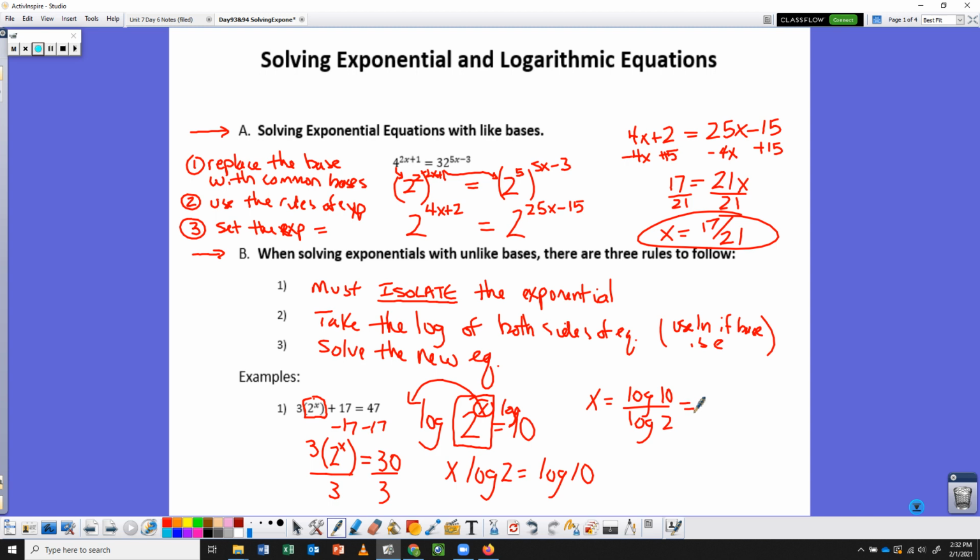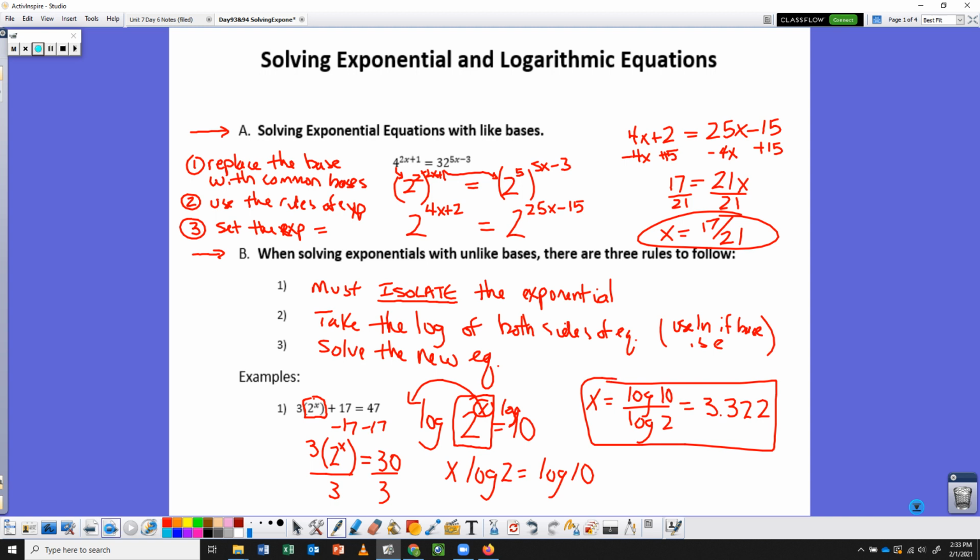So on my calculator, I'm going to do that right now. And we get, I'm going to go out to 3 decimal places. So I get 3.322. And that's my final answer for that problem. Let's practice a few more of those.